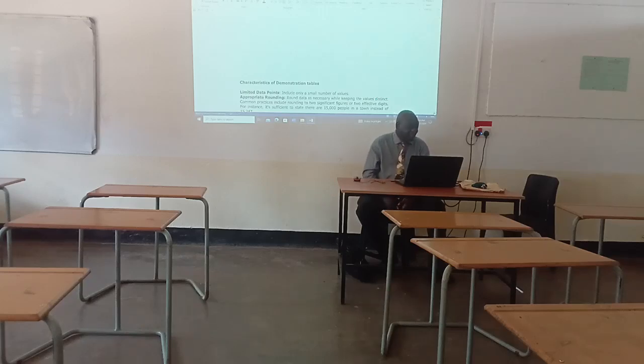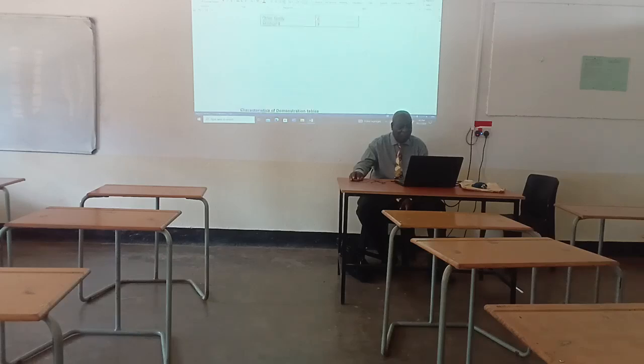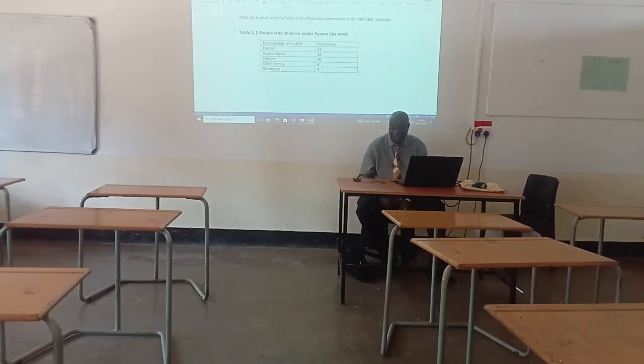What are the characteristics of a demonstration table? If you look at this demonstration table, you notice that it has limited data points, right? 1, 2, 3, 4, 5. So it has got a limited amount of data. This one has got 5, maybe you can have one with 10, something like that. But the number should not be overwhelming. That is 1.